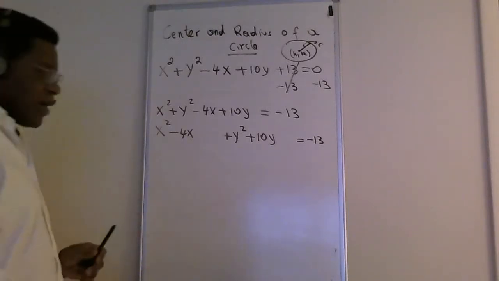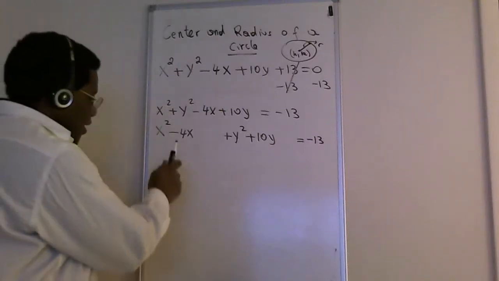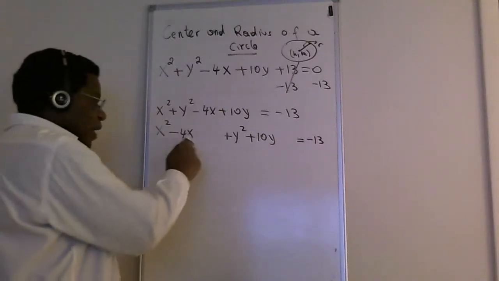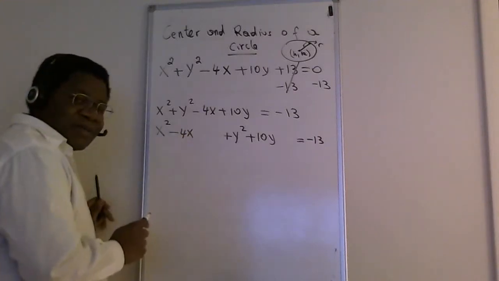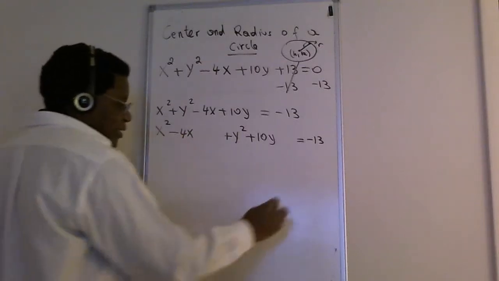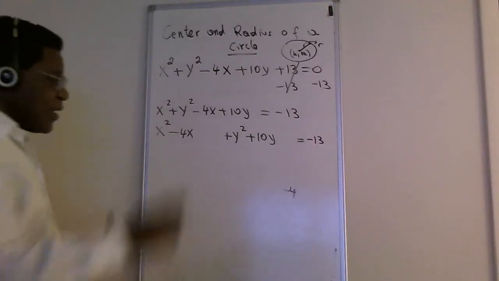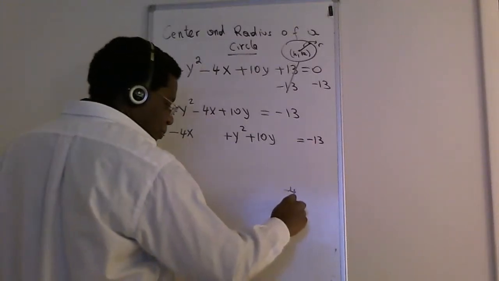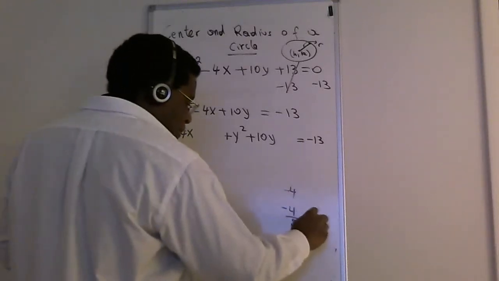How do we complete the square? Now this is the process we're going to do, so I want you to watch this carefully. Take the coefficient of x. The coefficient of x means the number in front of x, including the sign. So the number in front of x is negative 4. So take that number, divide that number by 2. It is going to give us negative 2.